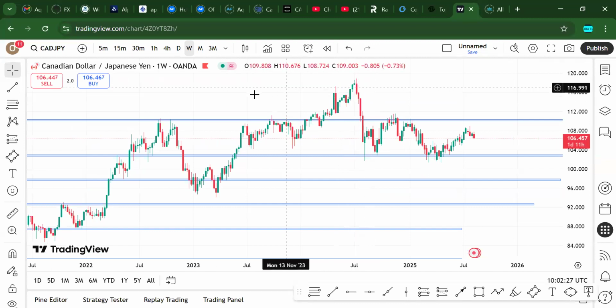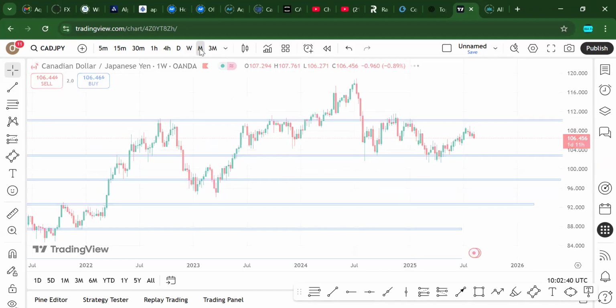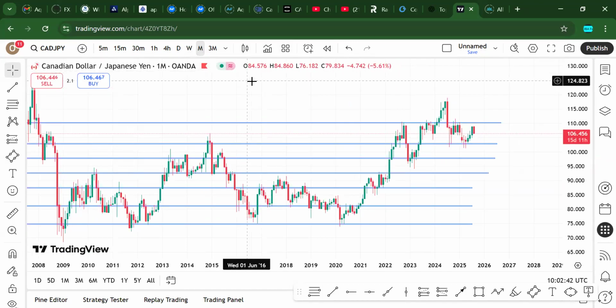And for those that have been following this channel, you know I like starting my analysis from the higher time frame, where we'll try to paint a picture and work our way down to the entry time frames. So let's go to the monthly time frame to see the overall picture that the market is presenting to us.